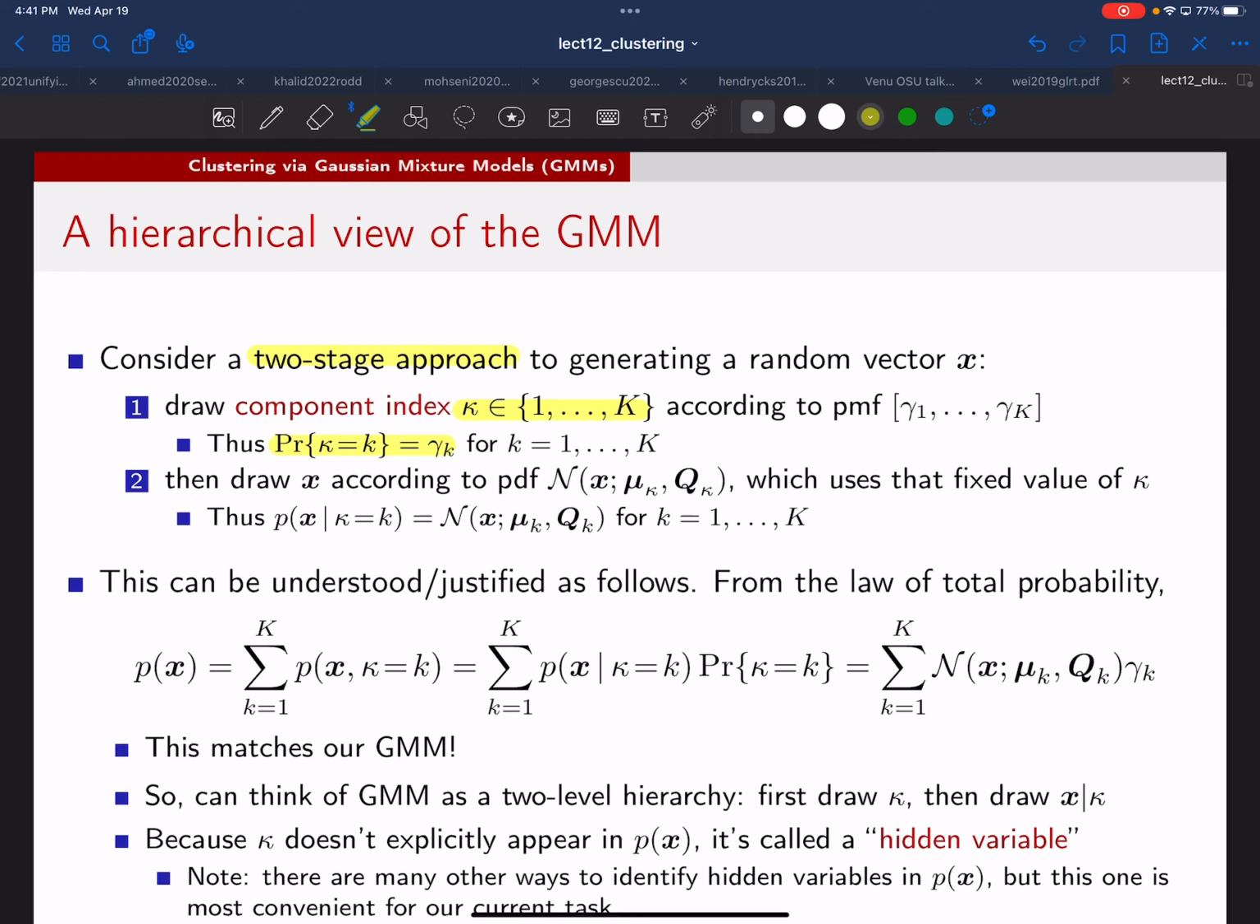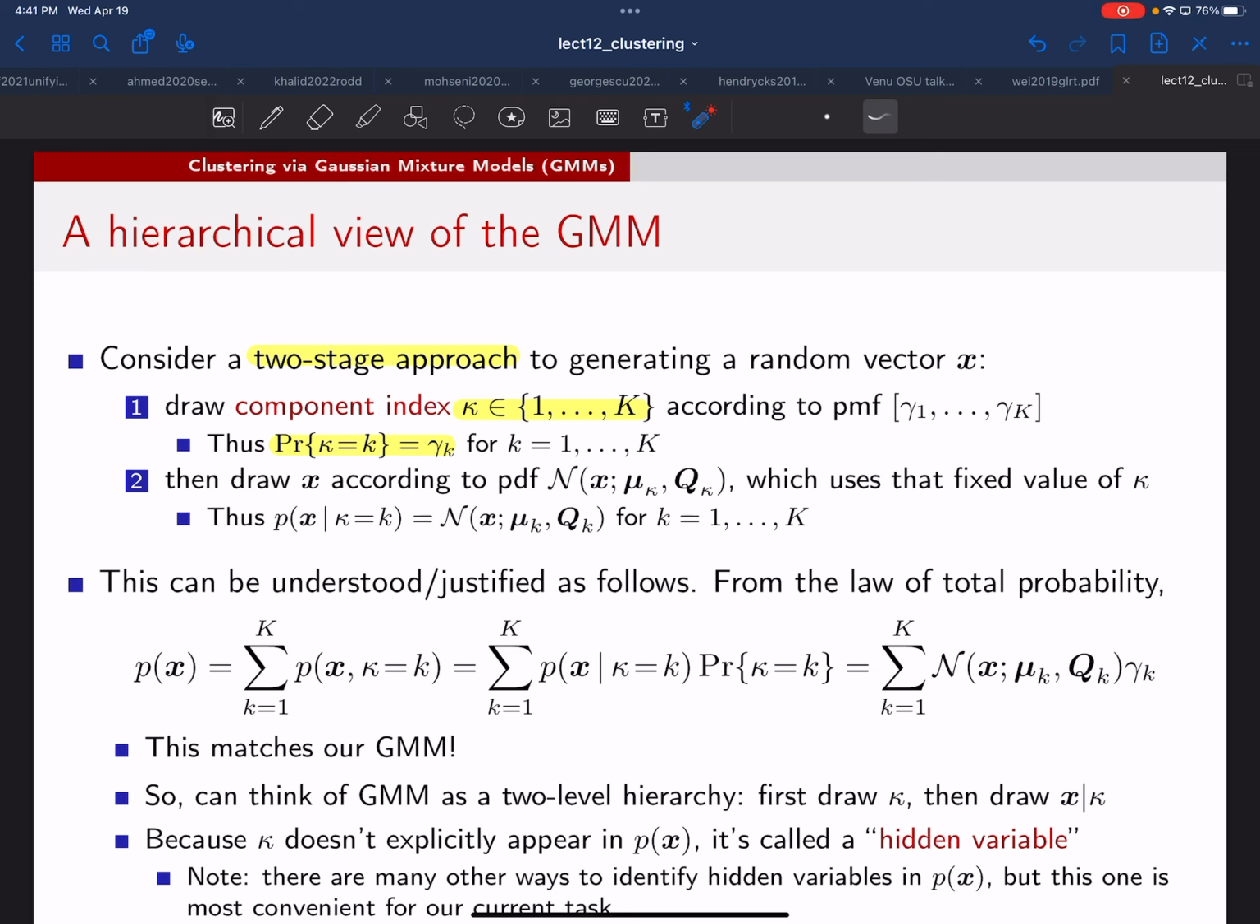If I give you a vector of probabilities, with a few lines of code you can generate a random number between 0 and 1, and then threshold it, see which bin it falls in among those different levels. If it falls in one bin, I'll declare it to be from kappa equals 1. If it falls in the next bin, from kappa equals 2, and so on. And the sizes of the bins are proportional to these gammas.